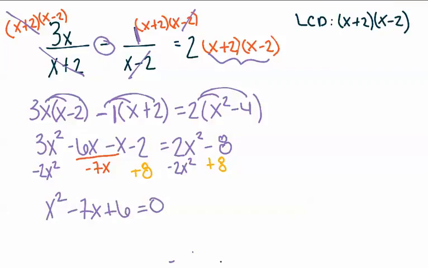So now we've got this trinomial, pretty simple to factor. That's going to factor into x minus 6 and x minus 1, which means that x equals 6 and or 1.